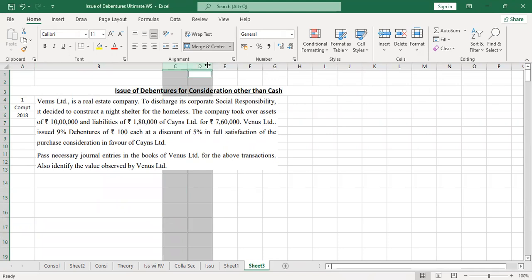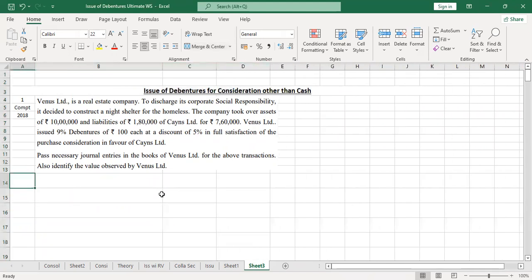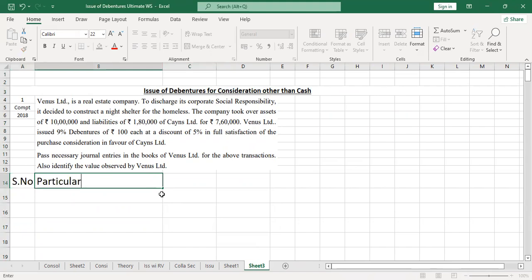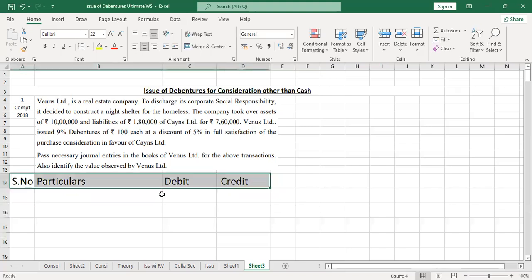The first journal entry is making the purchase consideration due and taking over the assets and liabilities. Am I right, my dear children? So assets are coming into the business, so asset account will be debited, and liabilities are coming into the business, so liabilities account will be credited.